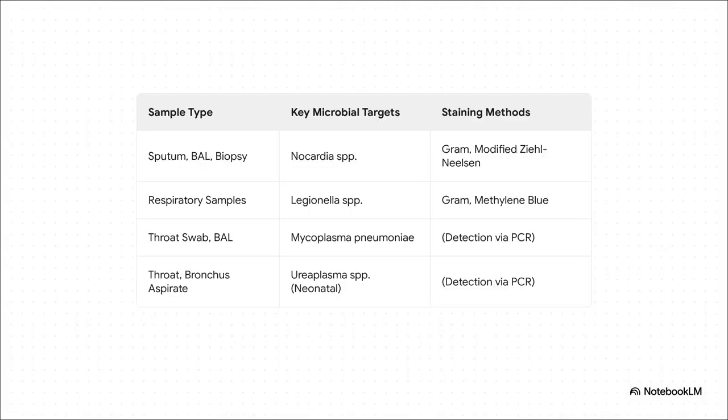And this just goes to show you can't just tick a box for culture. The approach has to be so much more tailored. Your clinical suspicion drives the whole process. Think it might be Nocardia? Then you better get a deep sample like a biopsy, and you'll need special stains like a modified Ziehl-Neelsen. But what if you're thinking of an atypical bug like Mycoplasma? Forget culture. You're going straight to molecular diagnostics, to PCR. Every single choice here has to be intentional.